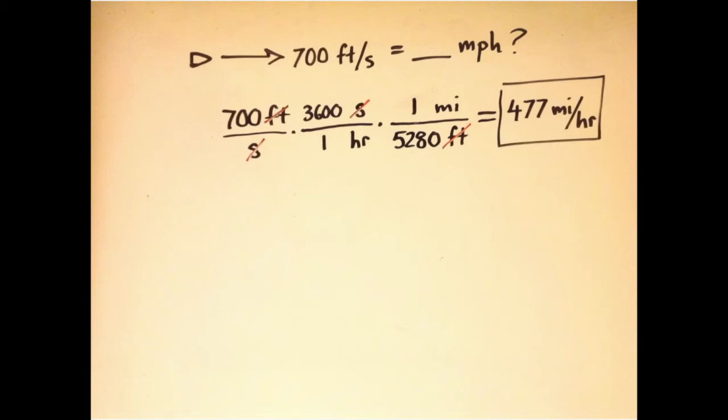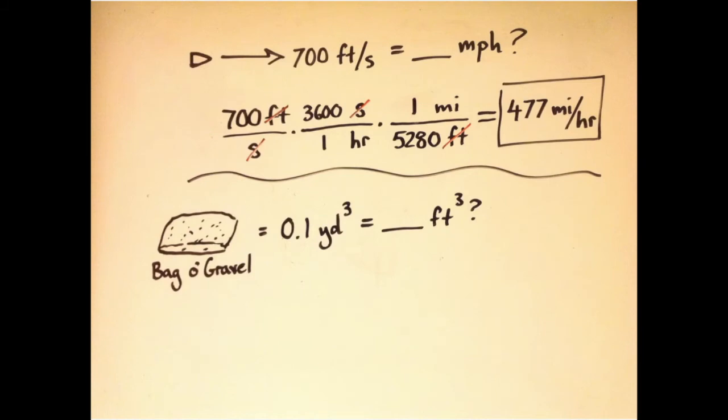If you're at all confused on how we got that, remember when you type stuff into your calculator, anything on the top is going to get multiplied. And then anything on the bottom is going to get a division symbol in front of it. So you could write it out like this, and that should give you 477 miles per hour.